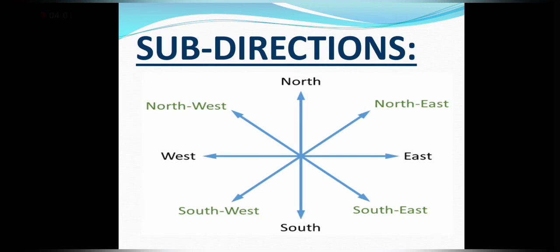In this picture, we can see that northwest lies between the north and west. Southwest lies between west and south. Southeast lies between south and east. And northeast lies between north and east. These are known as subdirections.